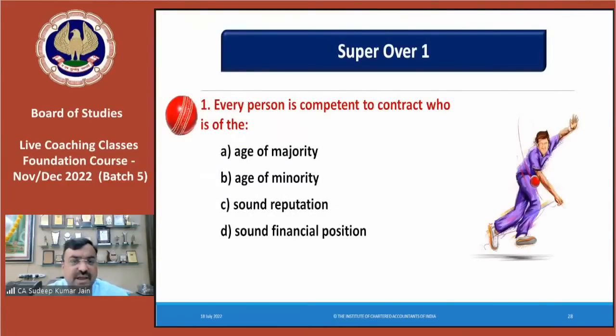First, every person is competent to contract who is of the age of majority, of sound mind, and not disqualified by law.